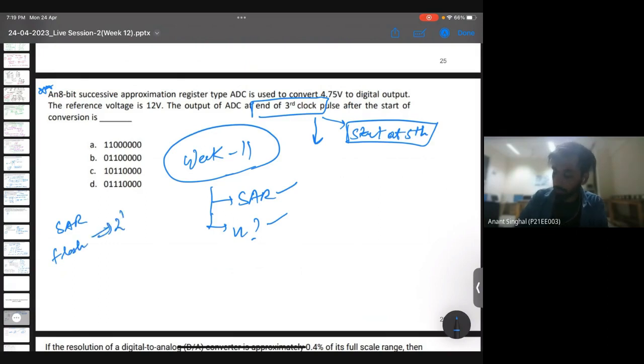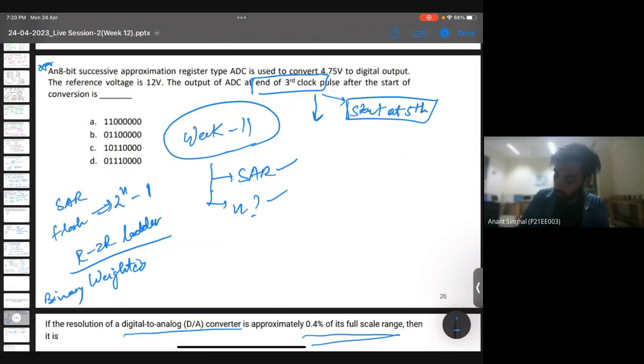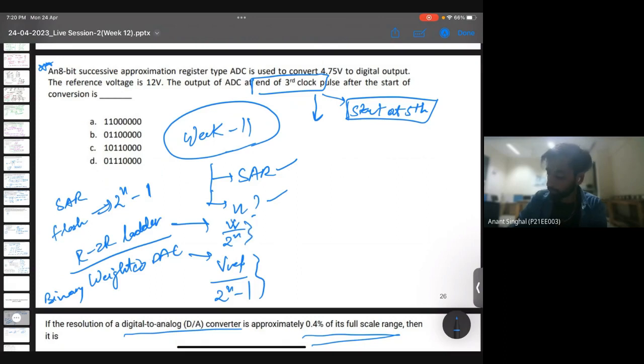Like it has 2 to the power n minus 1 comparators, and how it is making a circuit and how it is working. Then you have certain DACs also, such as the R2R ladder. You should know how the circuit works for the R2R ladder, and there is one which is the weighted DAC or binary weighted DAC. You should know the difference in these. The resolution of this is V upon 2 power n, and this is V reference upon 2 power n minus 1. So these are the basic differences in these DACs.